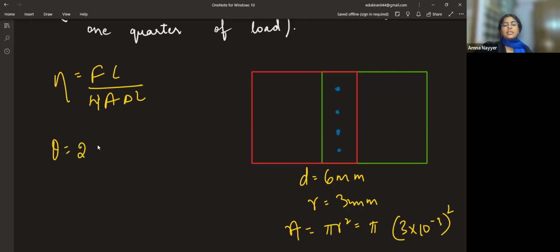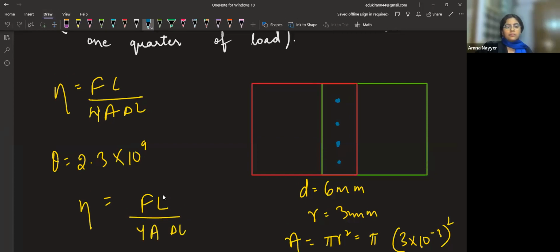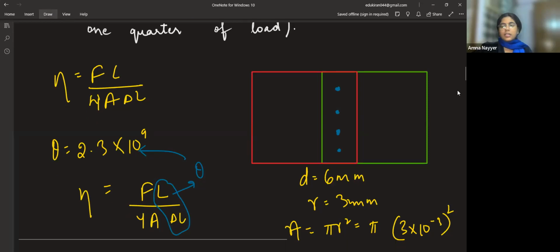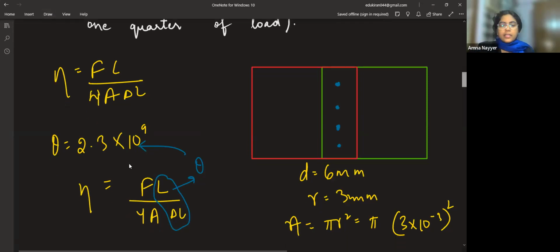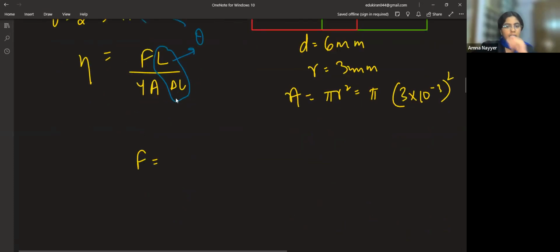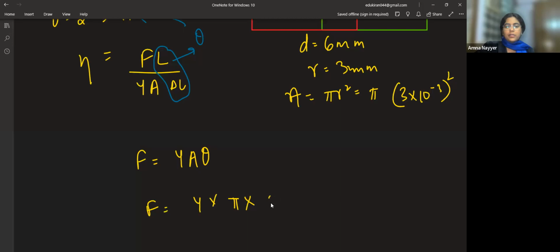Also, the shear stress is given as 2.3 into 10 to the power 9. So eta is equal to F L by 4A delta L. Out of this, can you see? L by delta L is already theta, which is given in the question. So the force will be 4A theta from here. So the force will be 4 times the area, pi into 3 into 10 to the power minus 3 whole square, and theta is 2.3 into 10 to the power 9.